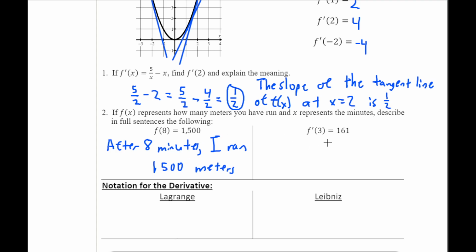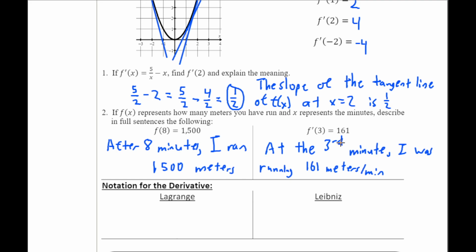This here's the derivative. Again, the derivative is a rate, instantaneous rate. The input here is 3. So at the third minute, I was running at a rate of 161 meters per minute. This is a rate, meters per minute, because this is the derivative, whereas the original function was just the distance, meters.